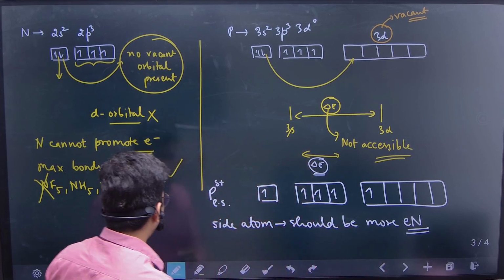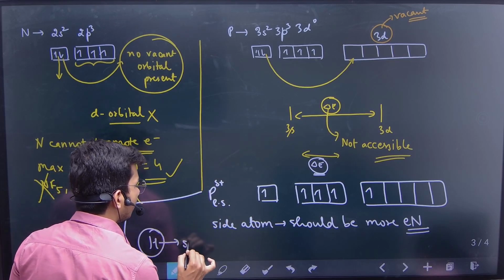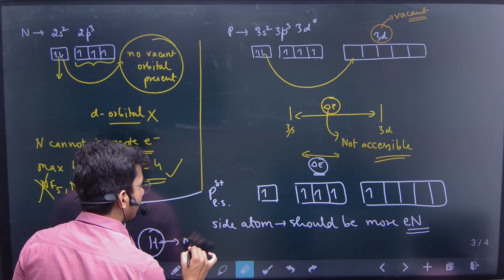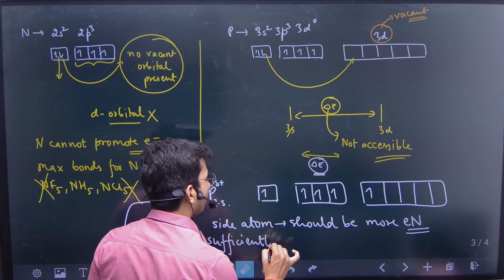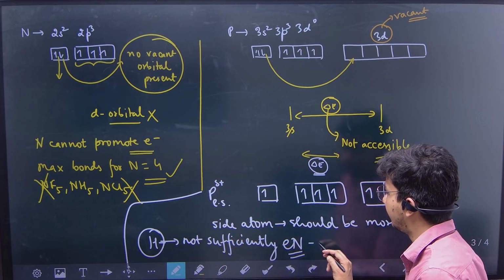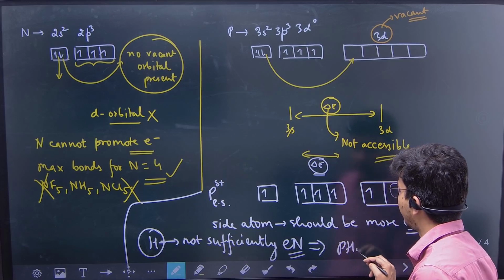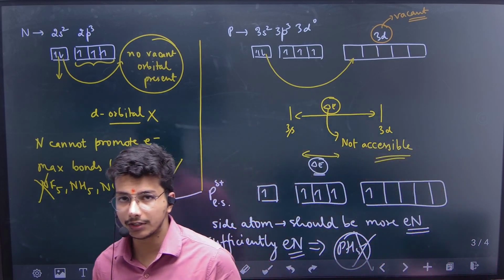But what we can say is hydrogen is not sufficiently electronegative. Hence PH5 does not exist.